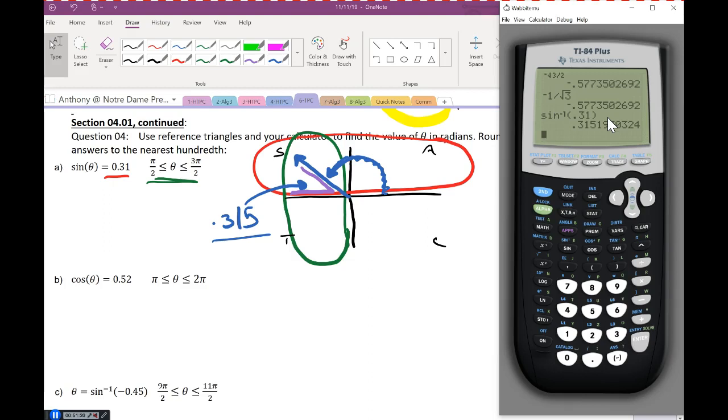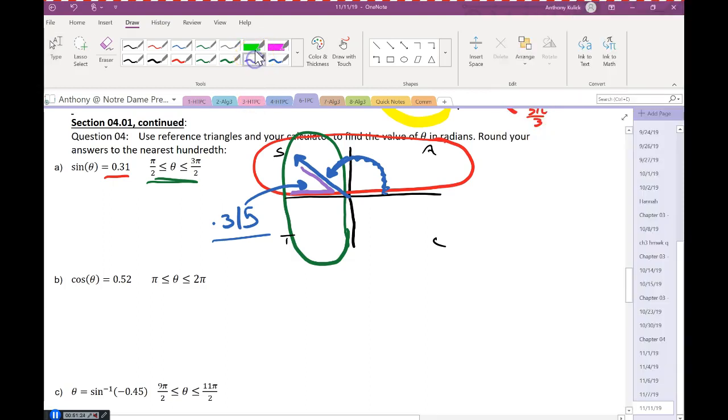So on this one, this next spot on the x-axis is pi, and I'm going to be subtracting that 0.315 to get my answer. Well, that's the next spot on the x-axis that I would get to, right?